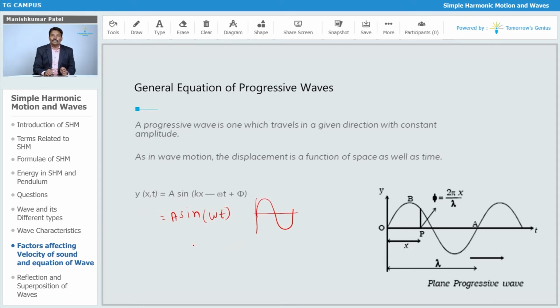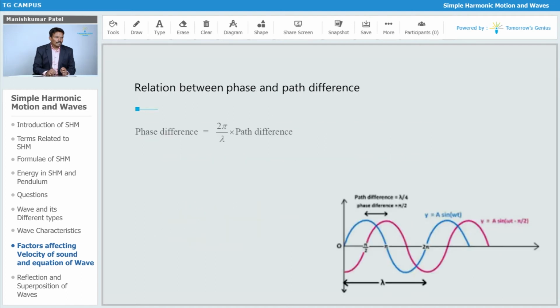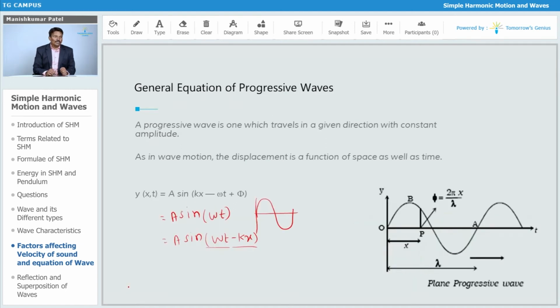When we talk about sine of omega t minus kx, obviously the wave is getting displaced. The wave is moving towards the right side when I say it is omega t minus kx. And if I write it down as sine of omega t plus kx, the wave is moving towards the left side. And phi, again, is nothing but the phase shift for this particular case.